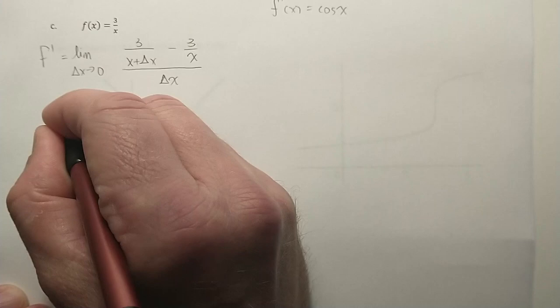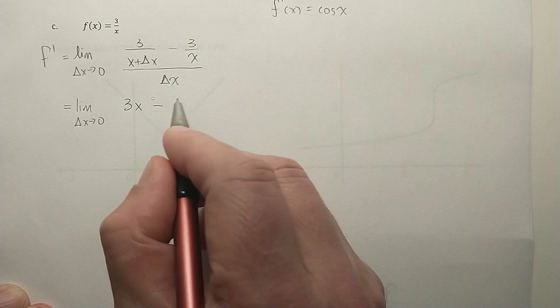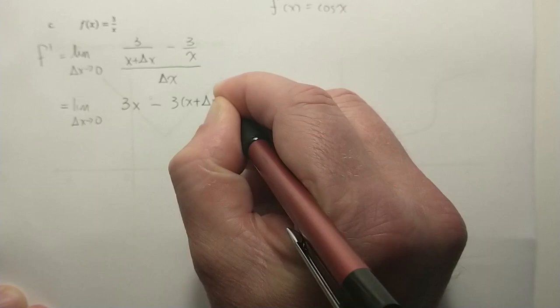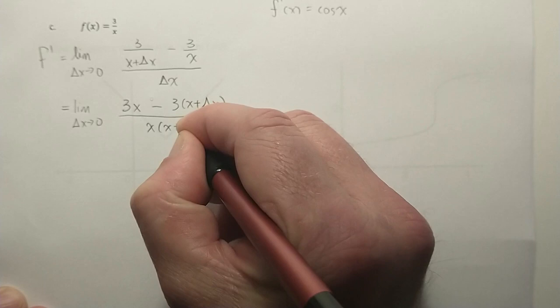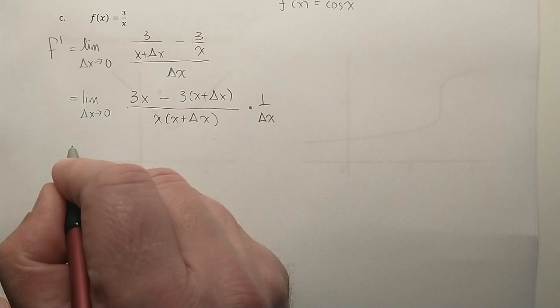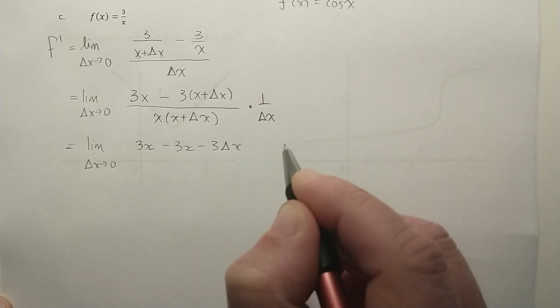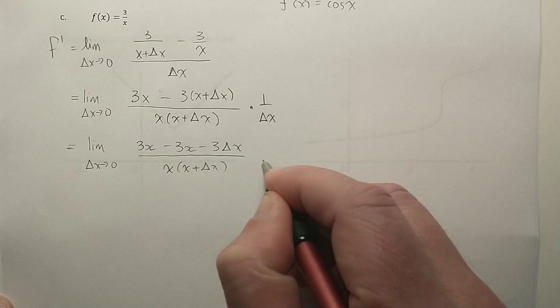So this will become, and I'm just going to do it as one big common denominator, this all over this times this. Excellent. So just algebraic now. The limit as delta x tends to 0, this is 3x minus 3x minus 3 delta x over x times x plus delta x, times 1 over delta x.